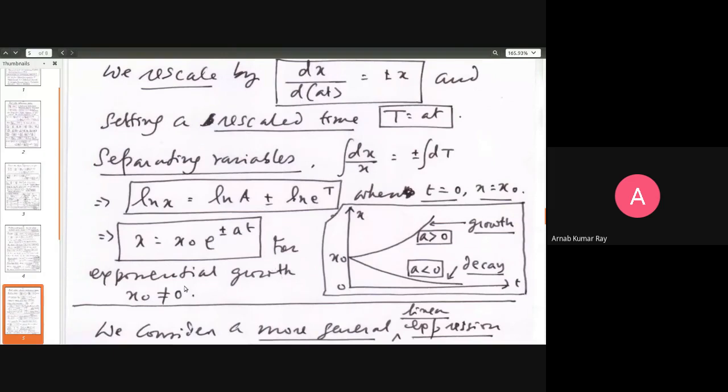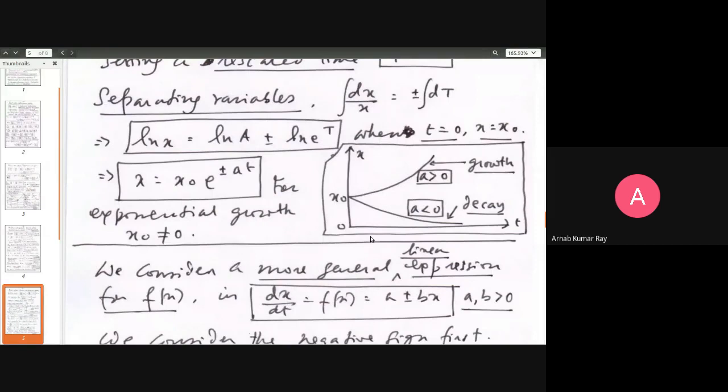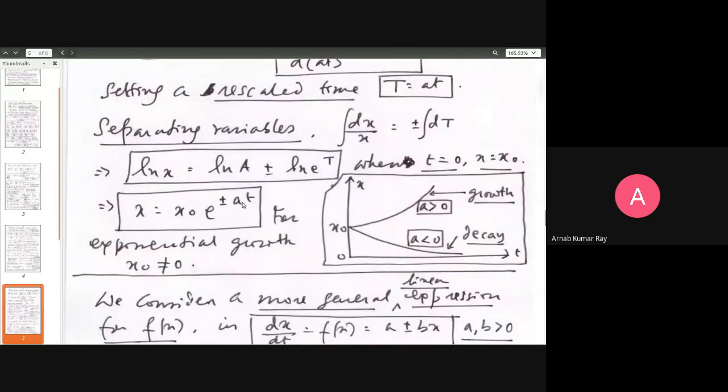For the exponential growth, x naught is not equal to 0. That is a very important point, by the way. I'll just briefly mention what I mean by that. But first, let us just look at this equation. You see here, you start with x naught. If you have the plus sign over here, a is always positive. So when you have plus at, you'll have a growth over here. And when you have minus a, with a being positive, you'll have a decay.